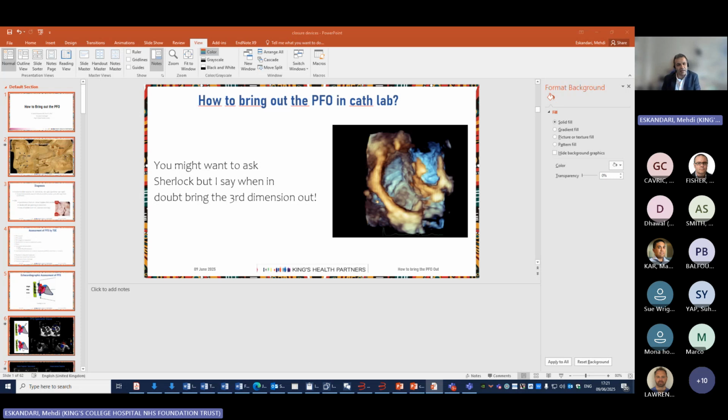Right, so if you ask me how to bring out the PFO in the cath lab, I'm a big fan of 3D analysis of these structures, and I'm going to actually demonstrate how I would do it and how the 3D could help you to understand the fossa and essentially the foramen ovale.